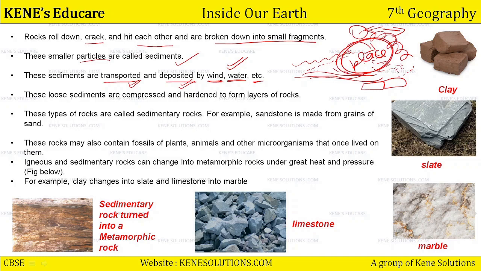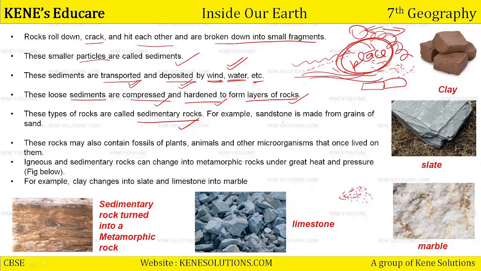Okay? These loose sediments are compressed and hardened to form layers of rocks. ये सेडिमेंट जहां पे भी इकट्ठे होते हैं, एक के ऊपर एक लेयर बनती जाती है, and these are compressed, these are hardened under pressure, and then they form layers of rocks. These types of rocks are called sedimentary rocks, क्योंकि ये रॉक्स सेडिमेंट्स की लेयर से बने होते हैं. Hence these are known as sedimentary rocks.